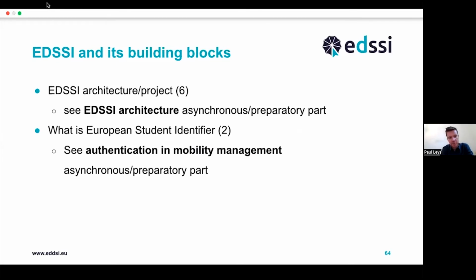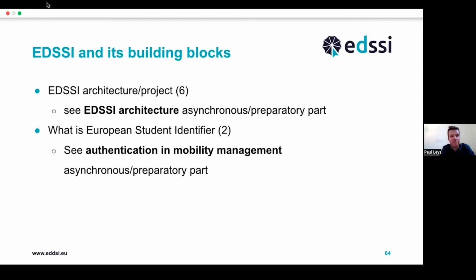The EDSSI architecture project, I think Anikó in the beginning of the presentation addressed that question, so I leave it for there. And the same for the European Student Identifier. I cannot explain it better than Anikó did in one of her first introductory slides. So it's about authentication and mobility management.